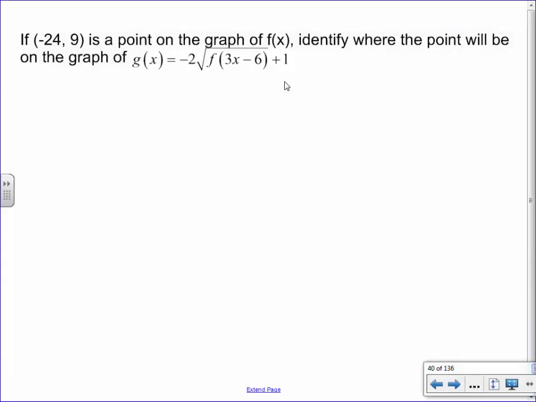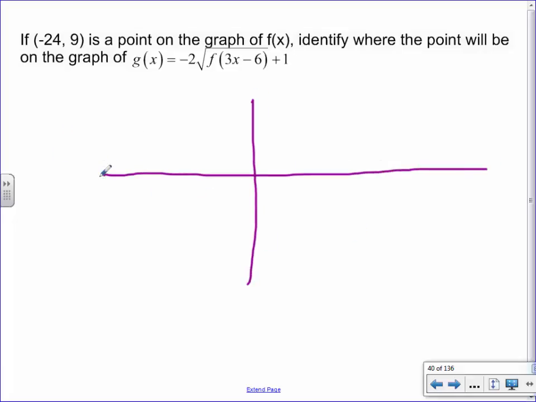Negative 24, comma 9 is a point on the graph of f of x. I do not know what that function is. It could be linear, quadratic, cubic, quartic. It could be a square root function. It could be a logarithm or exponent. We have no idea what the graph looks like. I just know where that point is. I want you to tell me where it's getting moved to after all of these transformations take place. So negative 24, comma 9 would be way the heck over here.